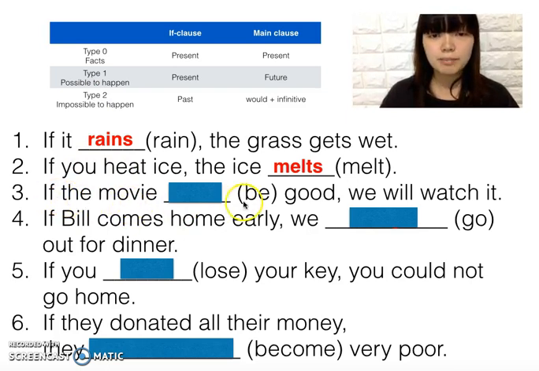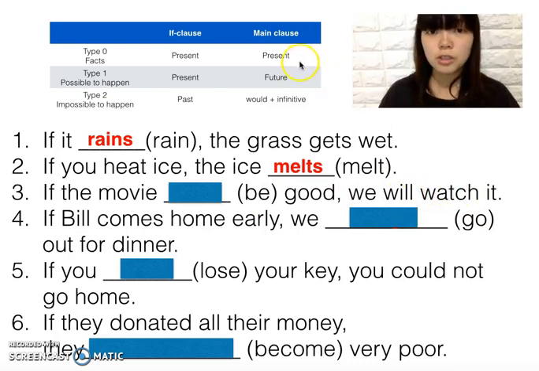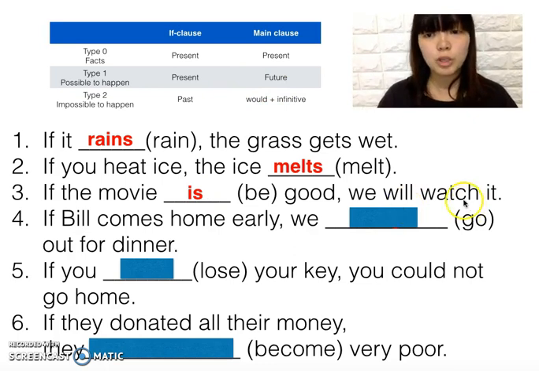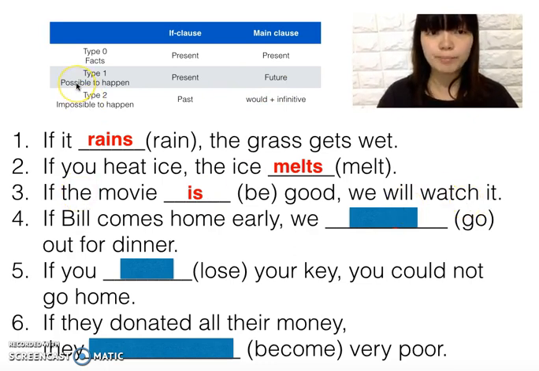Alright, and take a look at this one. If the movie be good, we will watch it. This is the main clause. We see future tense, will watch, future tense. So we know that the combination must be present tense, future tense. So this one should be, if the movie is good, we will watch it. This one is type 1.